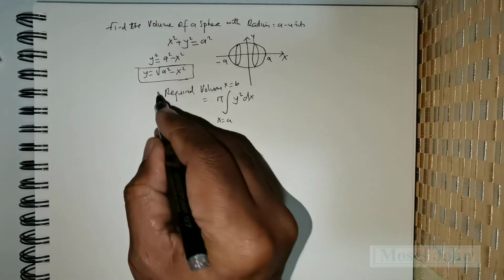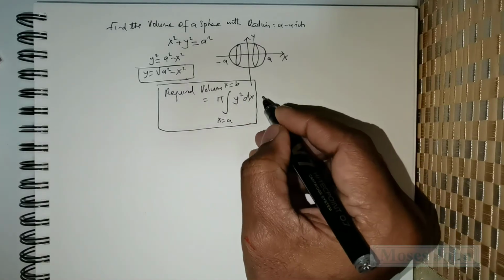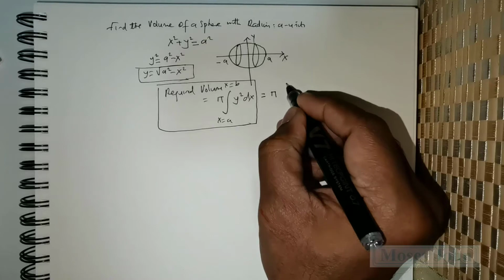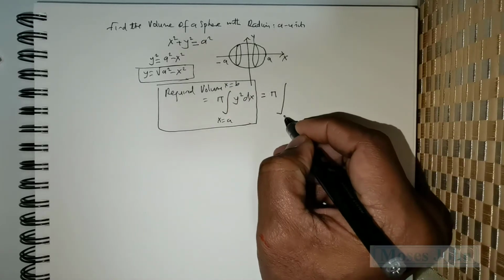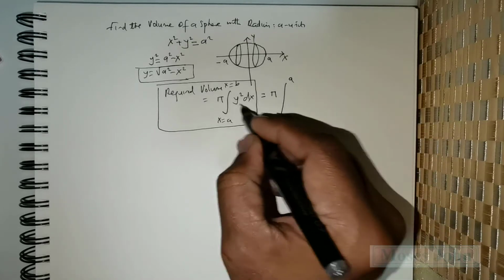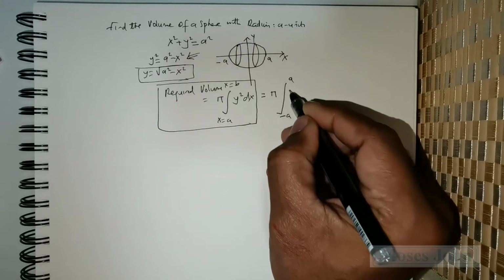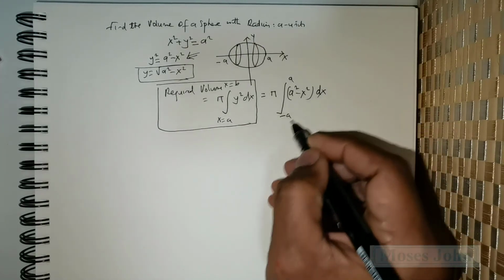Now, since this is the required formula, our job becomes very simple, because we just have to substitute pi times the integral. The limits are negative a to positive a. Y squared is, using this equation, a squared minus x squared, times dx.